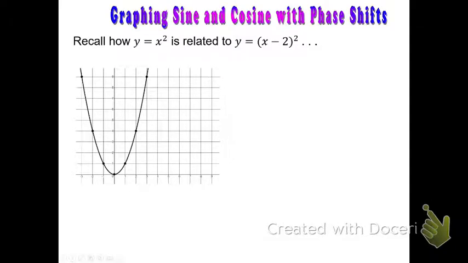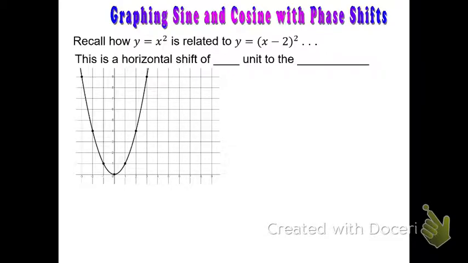In this video, we're going to look at how to graph sine and cosines with phase shifts. Now recall for the parabola y equals x squared, it's going to look like this graph that's shown below. Let's look at how it's related to the equation y equals the quantity x minus 2 squared. What is the transformation here?